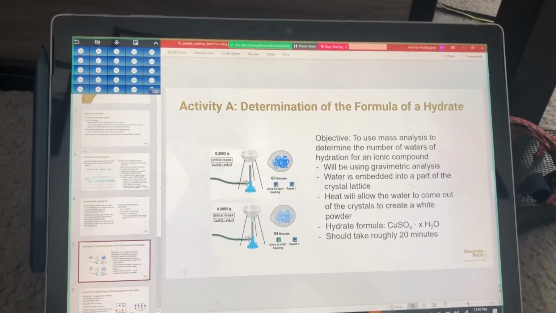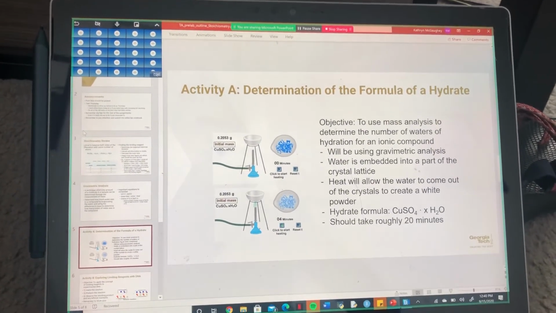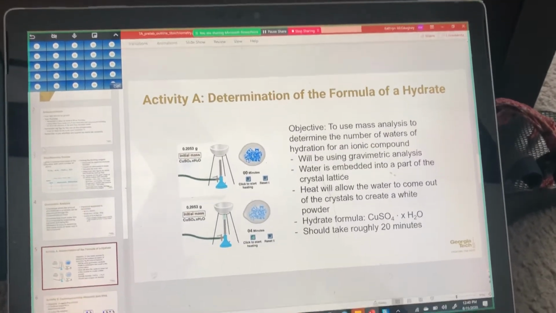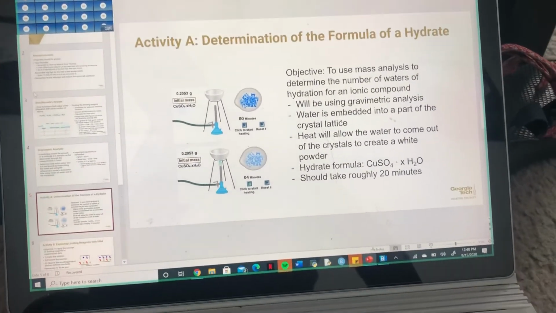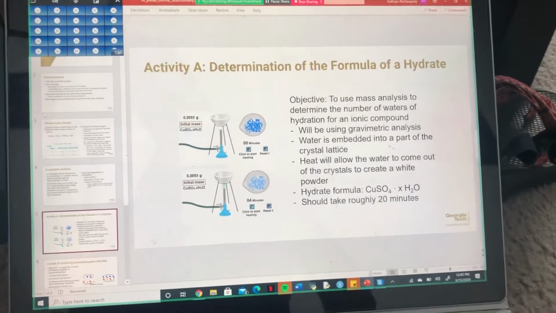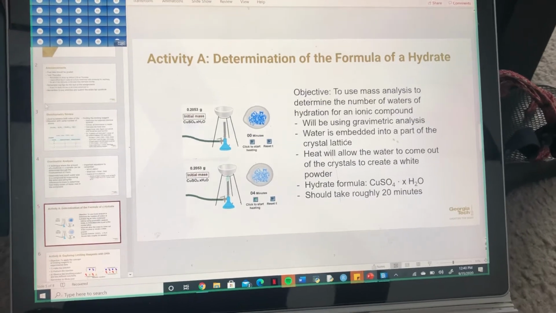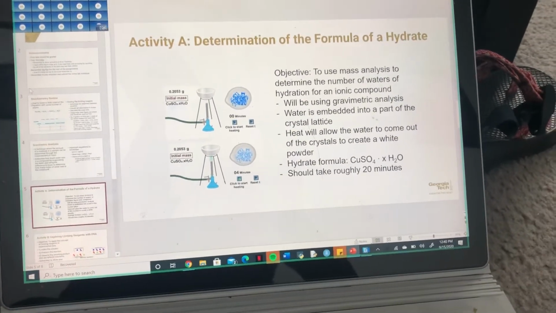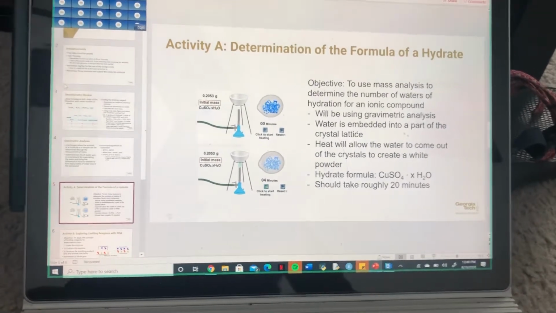And then the hydrate formula would be copper SO4 times an unknown amount of H2O. And this should take roughly 20 minutes. Whenever you're done, just have one group member come back into the main room, and I can check over and make sure you guys did it correctly.